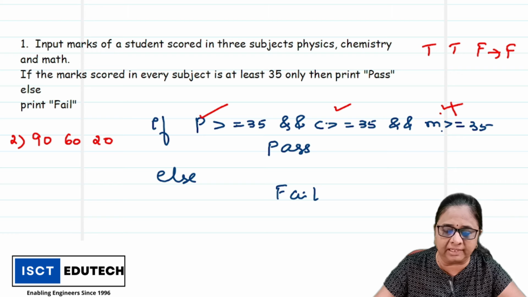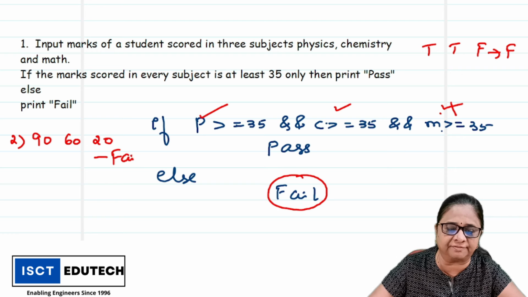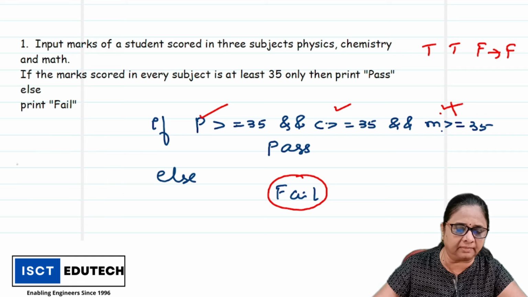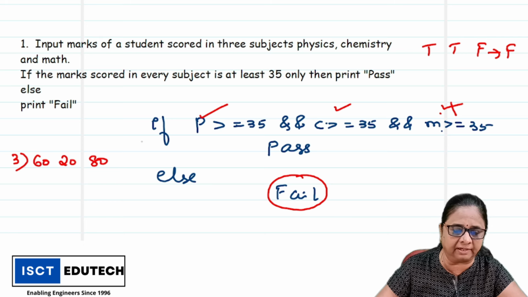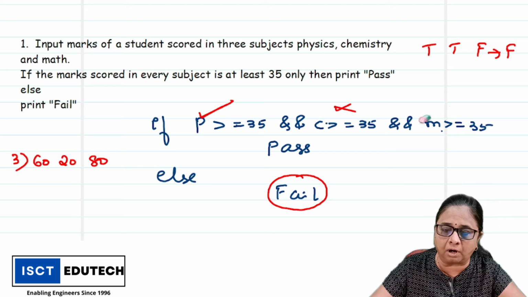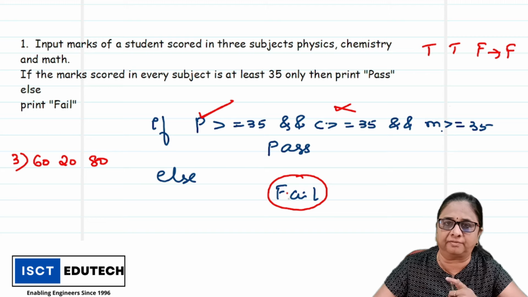It goes into the else part. What have I given in the else part? Is failed. So it's going to give this as fail. Clear? Let's take another example. Suppose I give it as 60, 20 and 80. Now how is this evaluated? 60 greater than 35, true. And C greater than 35, 20 greater than 35, no, false. Now what it will do is it will not bother to check the third condition. From here it directly makes the decision that it is false and it gives the result as fail.